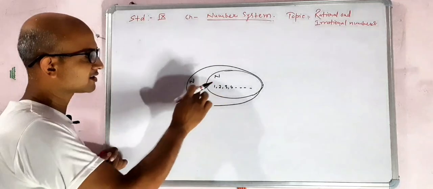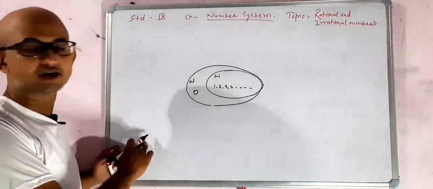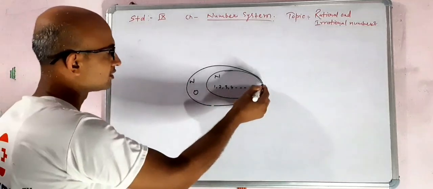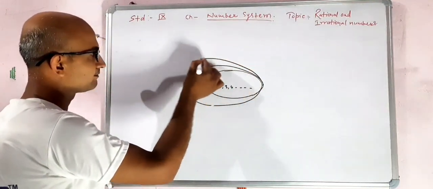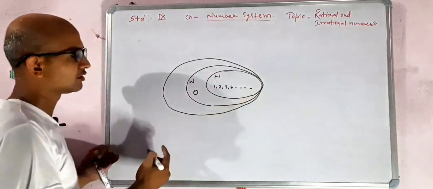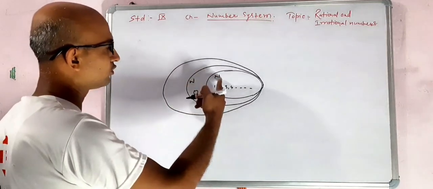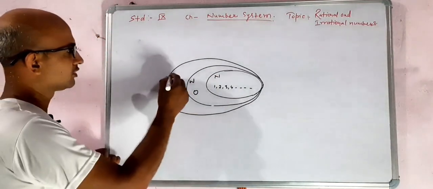So 0 is excluded here. 0 is not included in natural numbers. That is, we can say all natural numbers are whole numbers, but all whole numbers are not natural numbers.